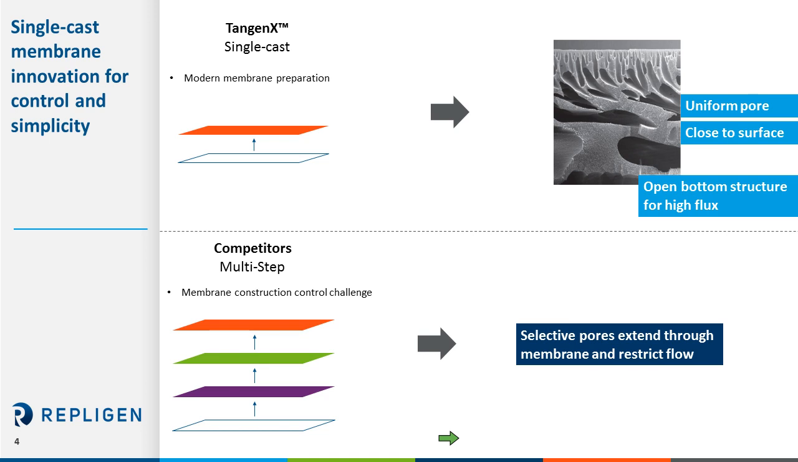So a little more about our innovation in membrane technology. TangenX developed a single cast method for membrane production. Historically, UF membranes have been manufactured in a multi-step composite layer format. The TangenX single cast method allows for more precise control, providing a better selectivity and higher permeate flux on the UF process.